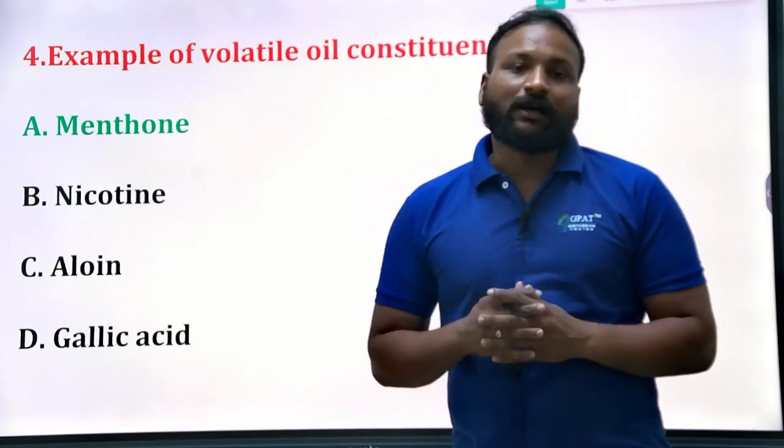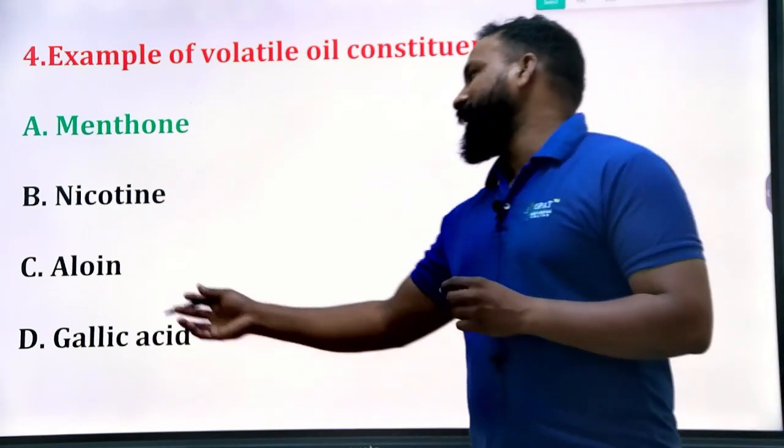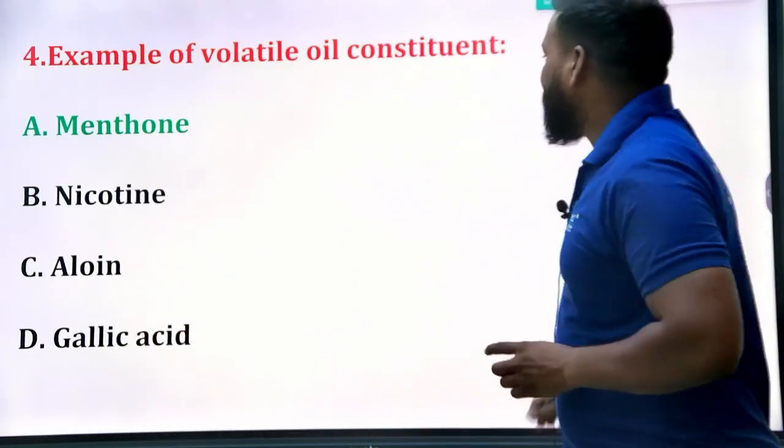Menthone is a volatile oil compound. Okay, yes. Nicotine is an alkaloid, and gallic acid and aloin, these are... the aloin is also okay. Oleoresin. Next, moving to the next question.